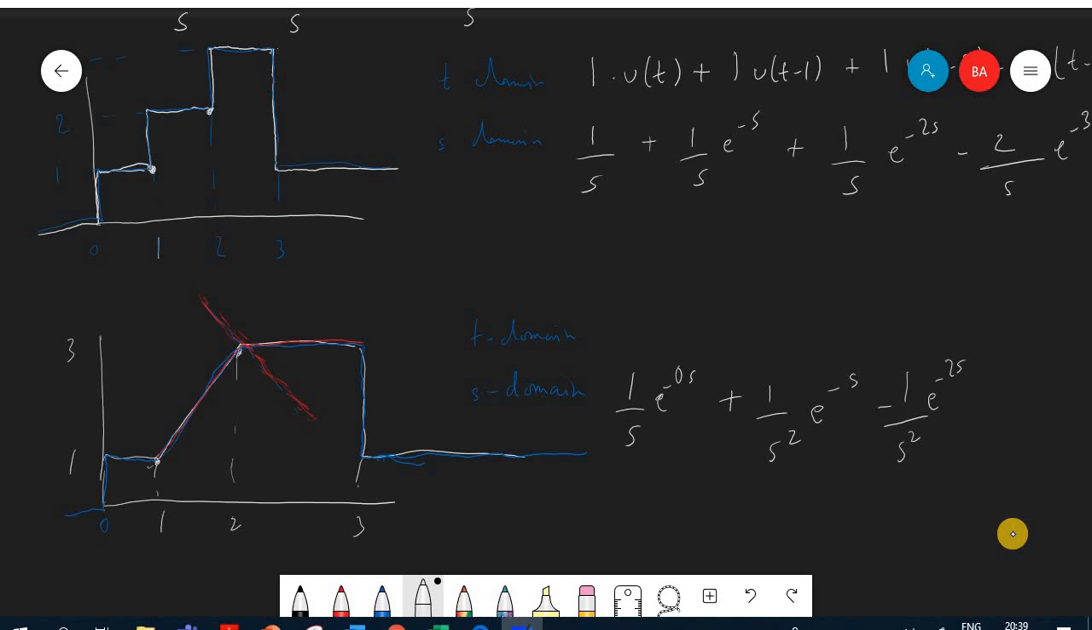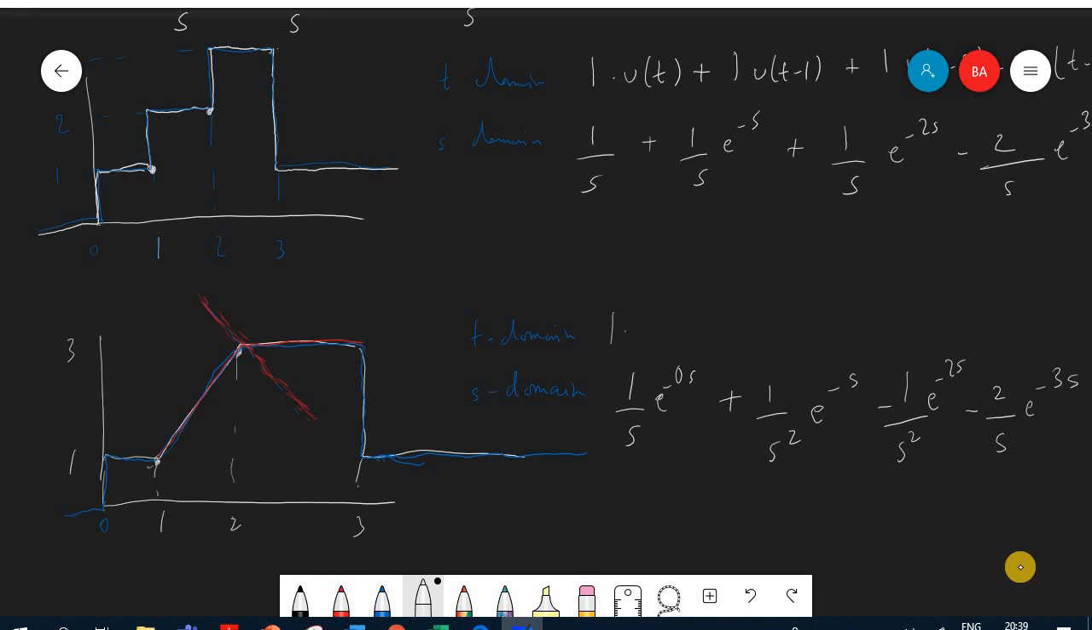When it cancelled, it goes straight. And at 3 seconds, we have a step input. We have a step input at 3 seconds that changes the value by 2 units, from 3 to 1. So I have a step input of 2 units that happens at 3 seconds. And this is the S domain. What will happen in the T domain? I'm just going to write it.